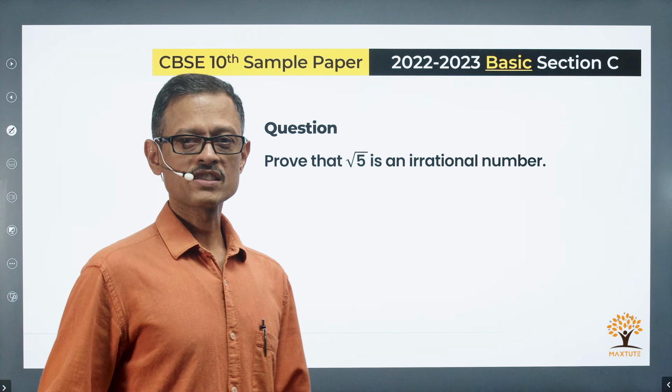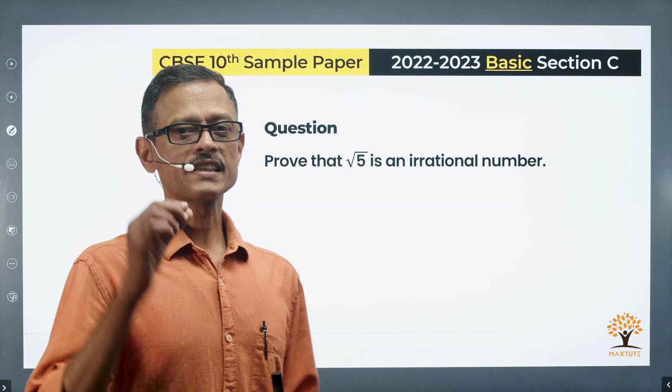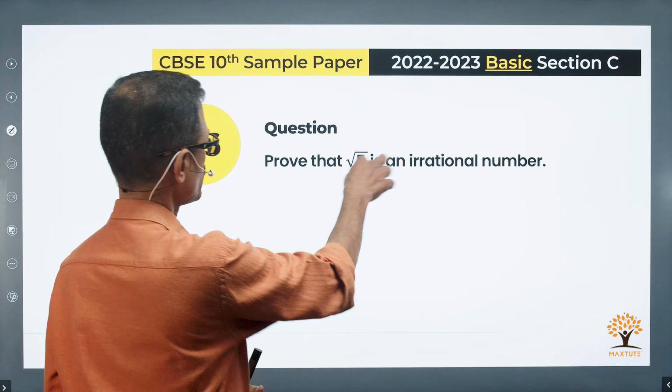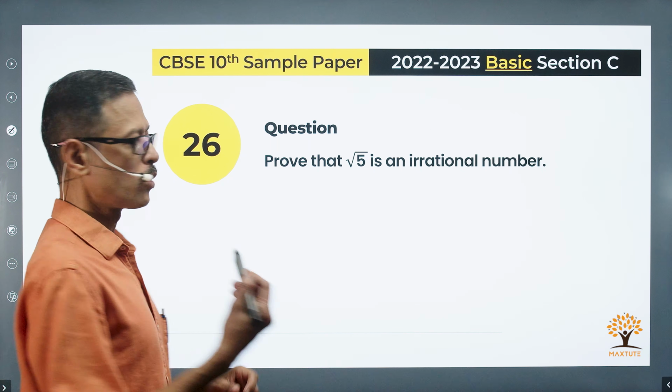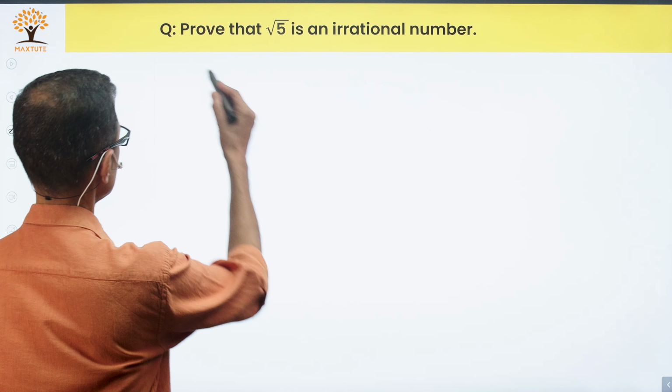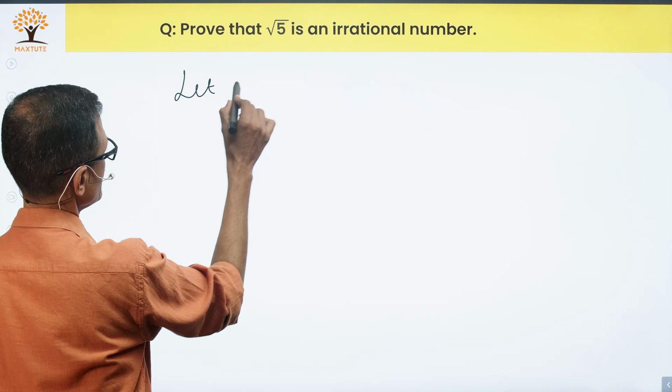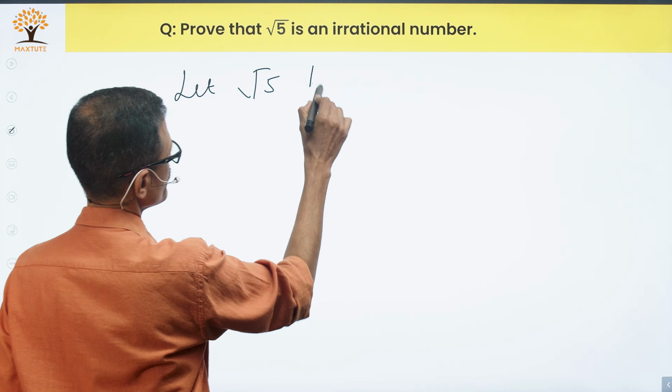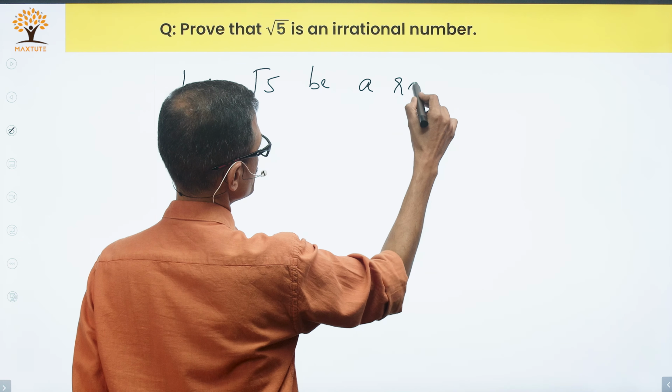Question 26, this question is from real numbers. It's a classic textbook proof of proving such a number to be an irrational number. How do we go about it? We'll start by assuming the contrary. We'll be assuming that root 5 is a rational number.